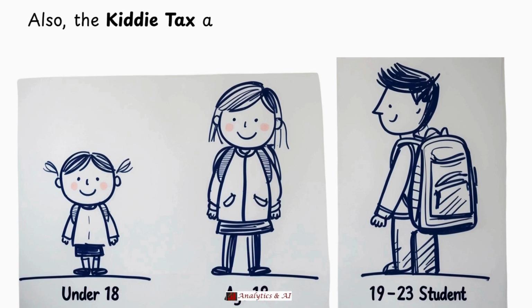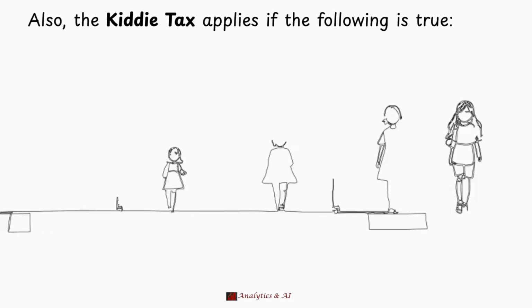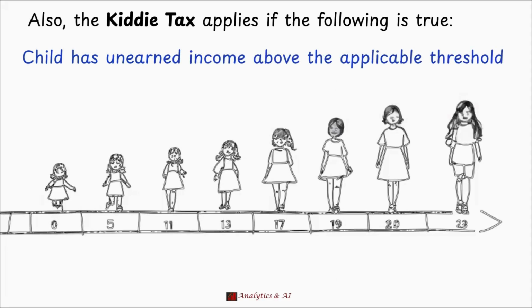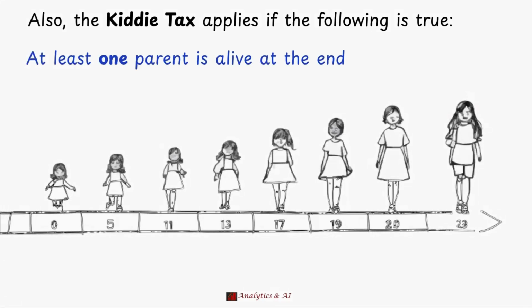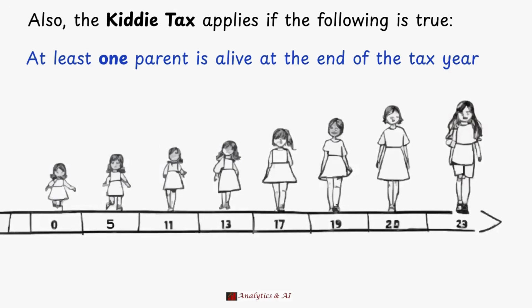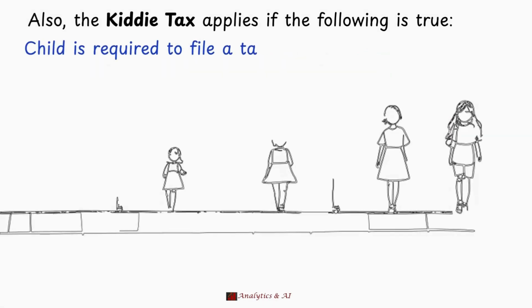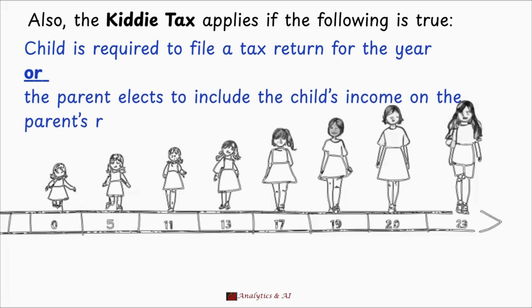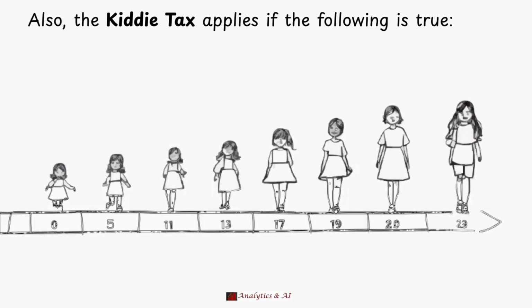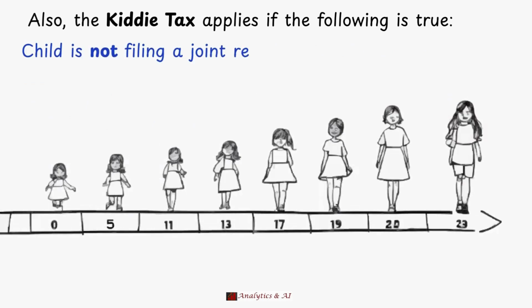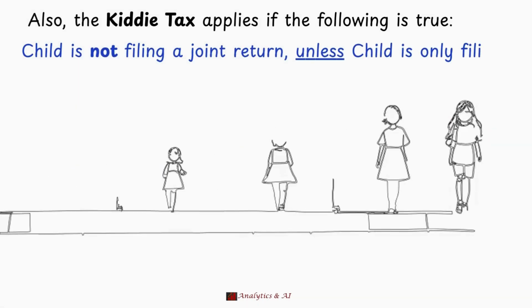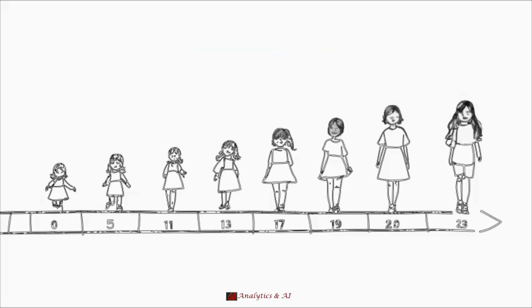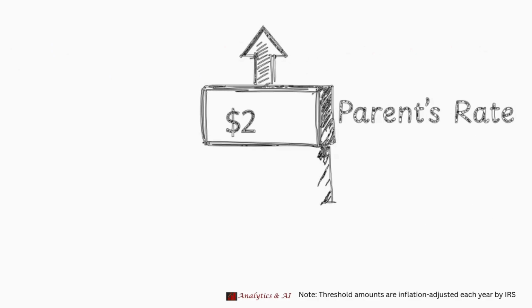Also, the kiddie tax applies if the following is true. The child has unearned income above the applicable threshold. At least one parent is alive at the end of the tax year. The child is required to file a tax return for the year, or the parent elects to include the child's income on the parent's return in certain cases. The child is not filing a joint return, unless the child is only filing to claim a refund and no tax liability.